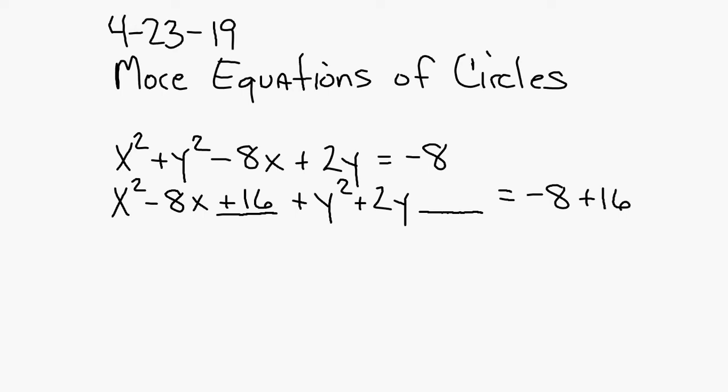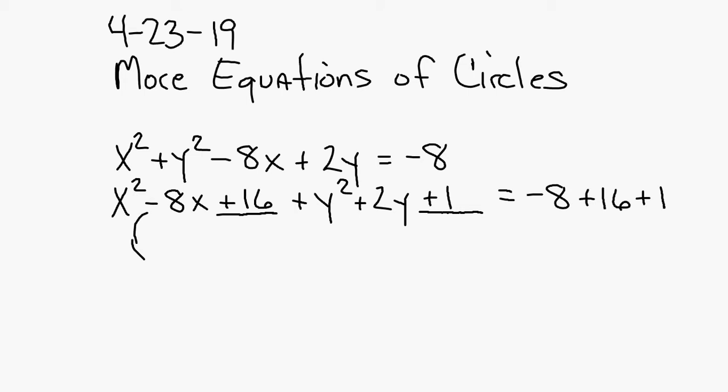And then with your y squared plus your 2y, you do the same thing. You take half of 2, which is 1, and you square it, which is positive 1. And when you add 1 to the left side, you have to add 1 to the right side. And now you've created two perfect square trinomials that you can factor. And when you factor them, it looks like this.